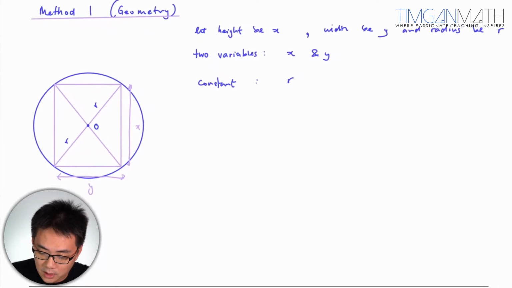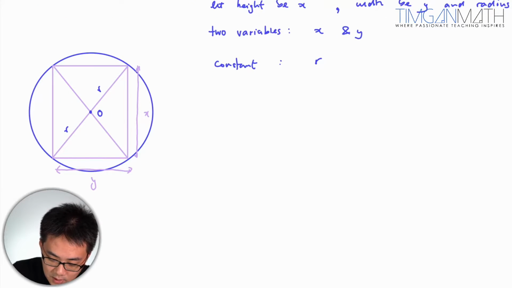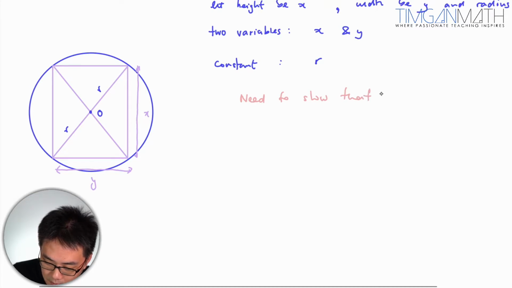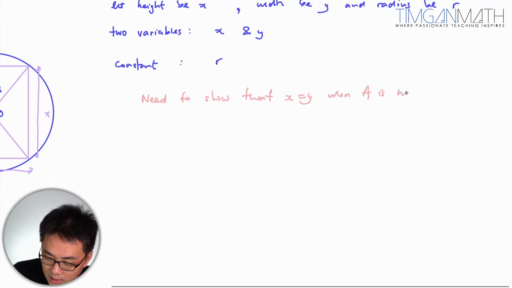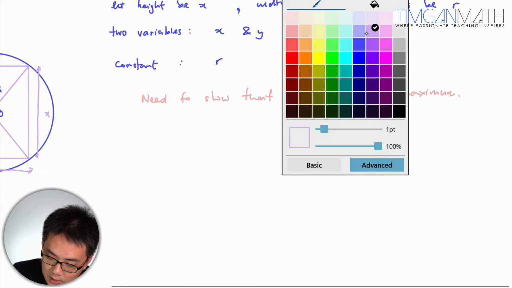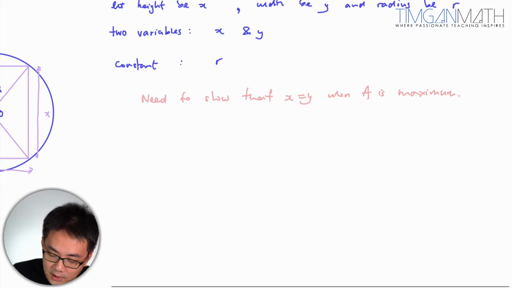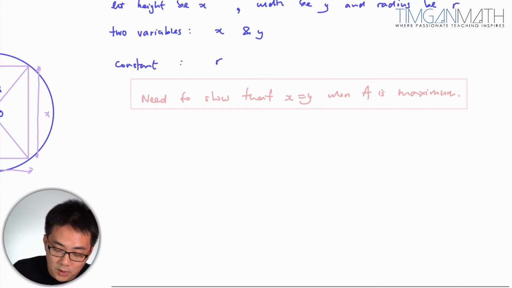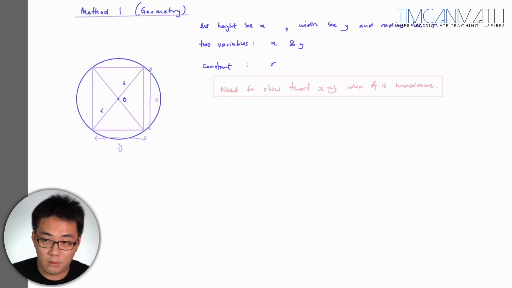Then what is important is what you need to show, because if you do not know what you need to show, you will not get anywhere. You need to show that x equals y when A is maximum. This is the important part that you need to be able to tell. Please make sure you understand this part, because it will only be a square if x equals y and y equals x.